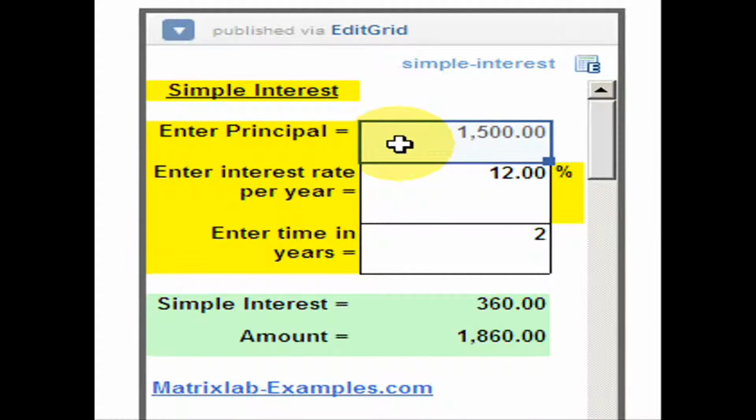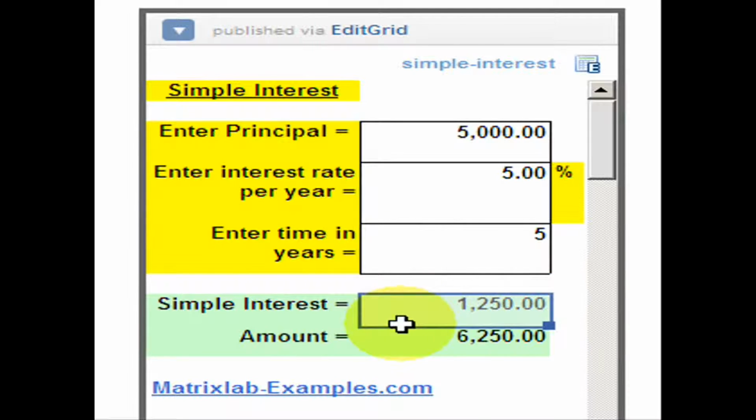We can change the numbers just to study different cases or different scenarios. We can change the principal, the interest rate per year, the time in years, and the simple interest and the amount are automatically calculated.